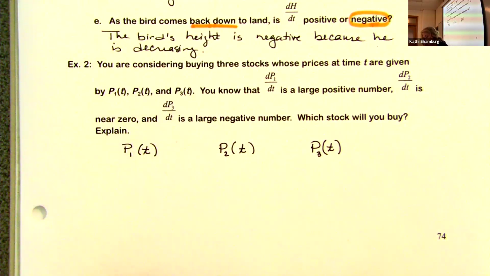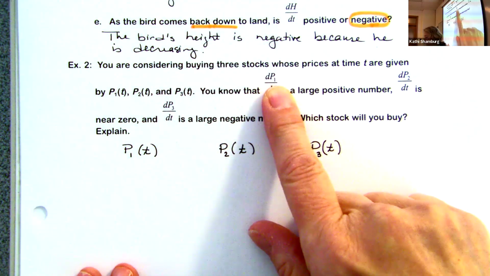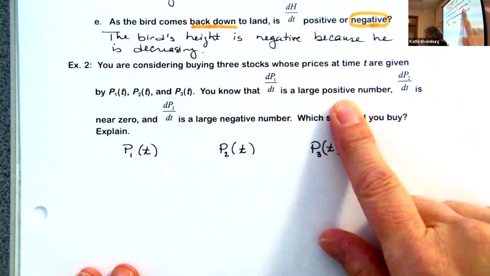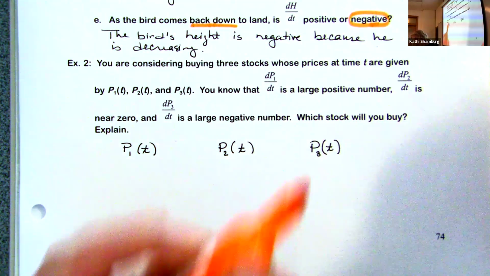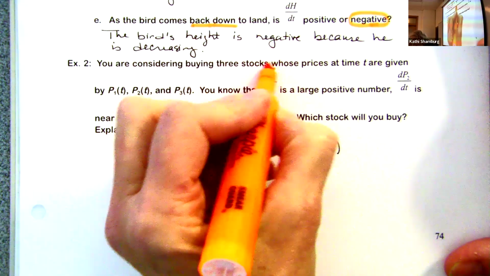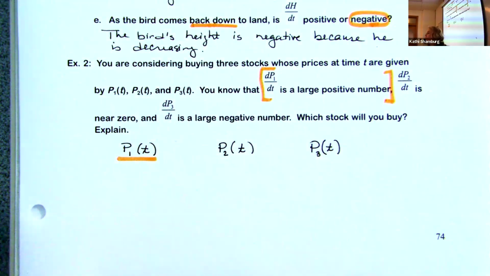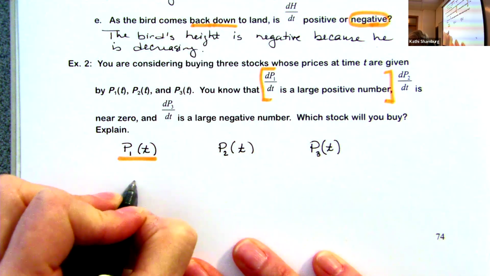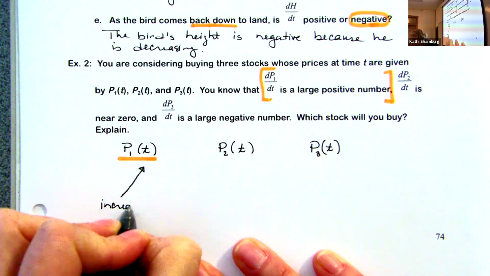Okay, so it's going to give us some information. You know that the change in your money over time is a large positive number. So what is my money doing? So if I'm talking about this one, what is my money doing here? Increasing, decreasing, staying the same? Increasing. Okay, so if I just looked at a graph for this one, we would know that my money is increasing.